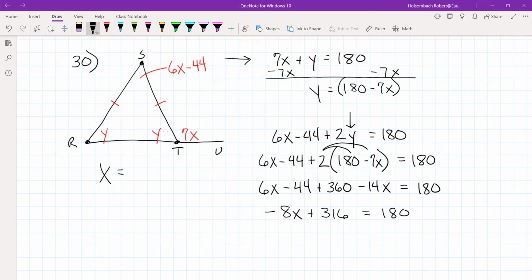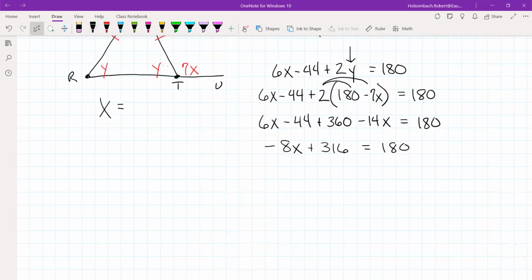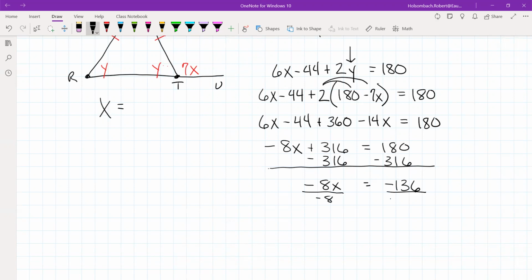But now we only got a couple of steps left. So we're going to subtract 316 from each side. Our negative 8x is equal to 180 minus 316, which is negative 136. Gonna divide both sides by negative 8. And our x equals 17.